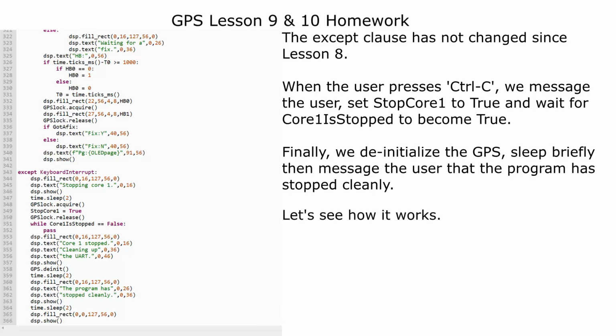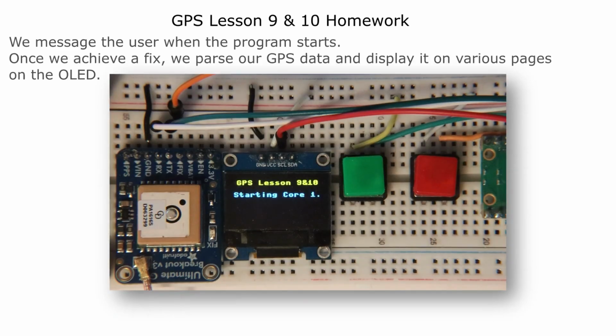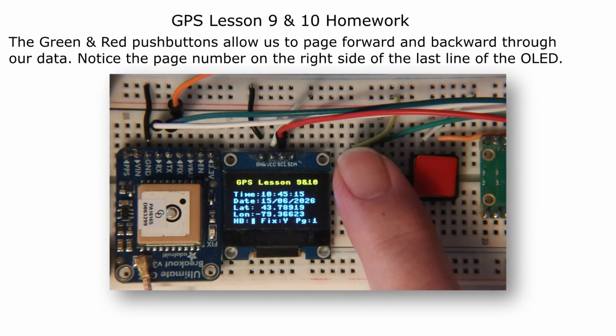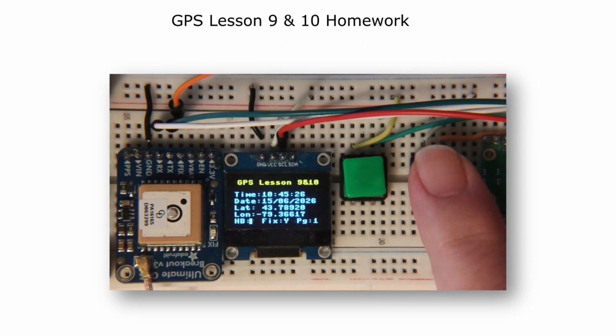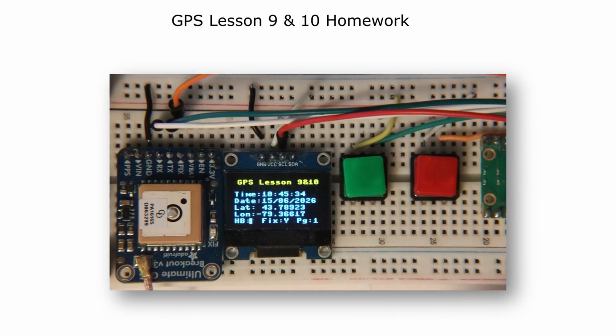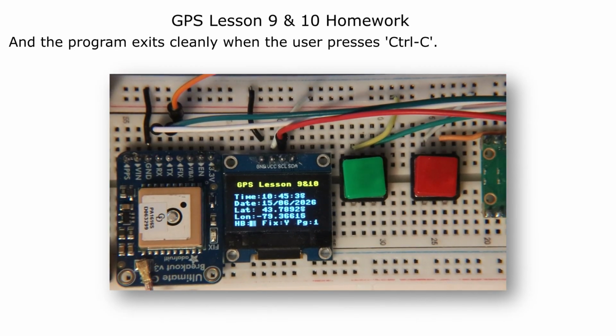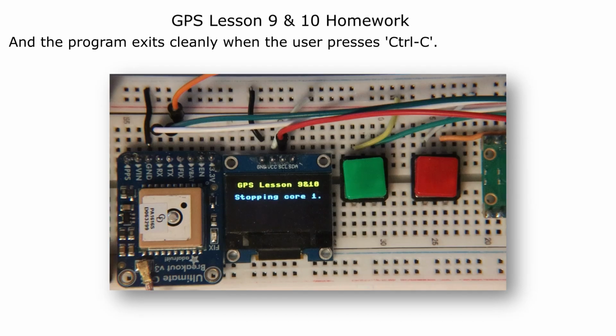Let's see how it works. We message the user when the program starts. Once we achieve a fix, we parse our GPS data and display it on various pages on the OLED. The green and red push buttons allow us to page forward and back through our data. Notice the page number on the right side of the last line of the OLED. And the program exits cleanly when the user presses Ctrl+C.